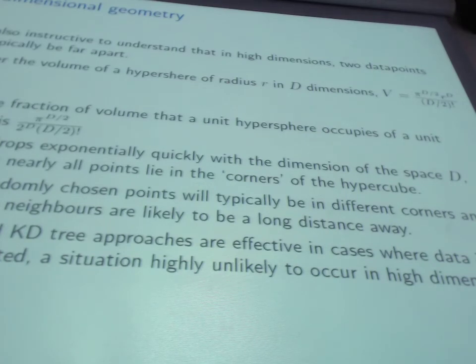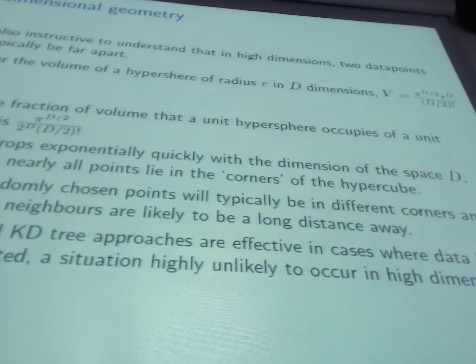I mean, this is for uniformly distributed data. So the situation may not be as disastrous in your particular example, because real data is not uniformly distributed across the whole space. So it's not as bad as that. But these discussions are interesting to bear in mind when we think about why the speed-ups from nearest neighbor algorithms are not to be expected in such high-dimensional situations.